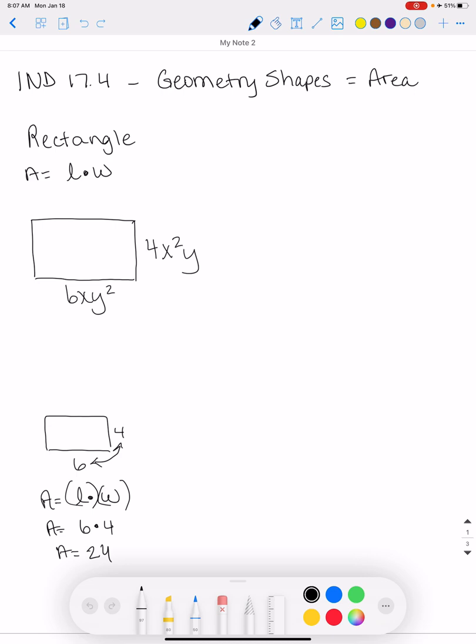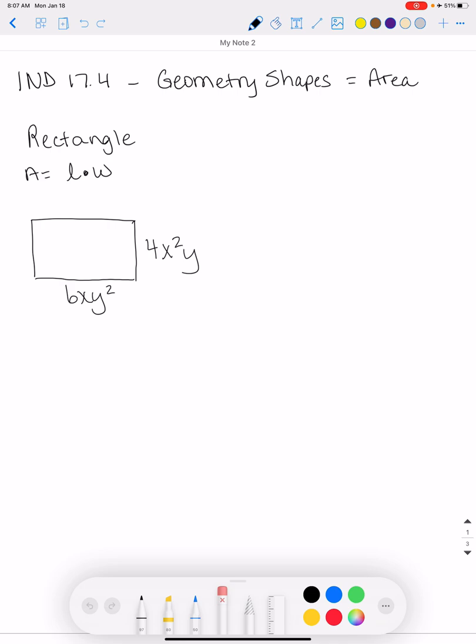Well, you do it the same way when it's a little bit longer monomial, okay? You set it up the same way. It just takes a little extra thought, but you've already done this from last week of how to multiply the variables. So let's put our equation back up here. Sorry about that. There we go. So we've got area equals length. Okay, and it doesn't matter which one you call length, but we're going to do 6xy squared times the width, 4x squared y.